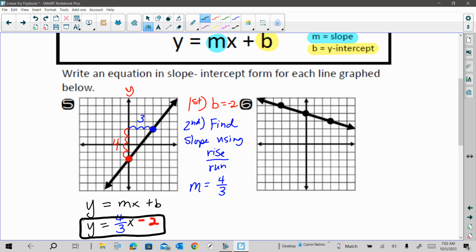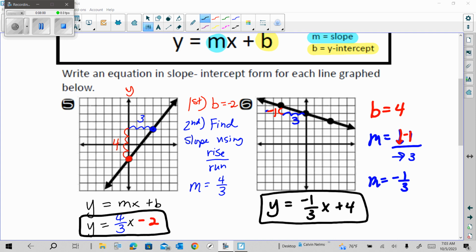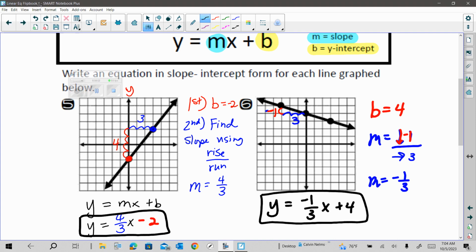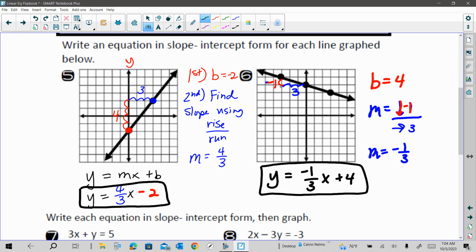So I want you to try to follow these steps to find the equation of number 6 here. I'm going to pause and let you do it, and then you can check it. All right, hopefully you got y equals -1/3 x plus 4. Okay, I kind of showed here, I counted down 1 and then to the right 3. Since I went down, that's -1. So that makes it a negative fraction. And I can physically see this line is decreasing, so it's going to have a negative slope.